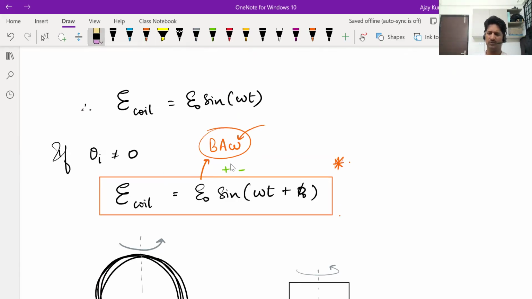The same concept is used in, what are they called? I'm not able to recall the name. Like in bicycles, the light, the electric bell and all. When you ride the bicycle, electricity gets generated this way. It's called a dynamo. Dynamo is like a mini generator.